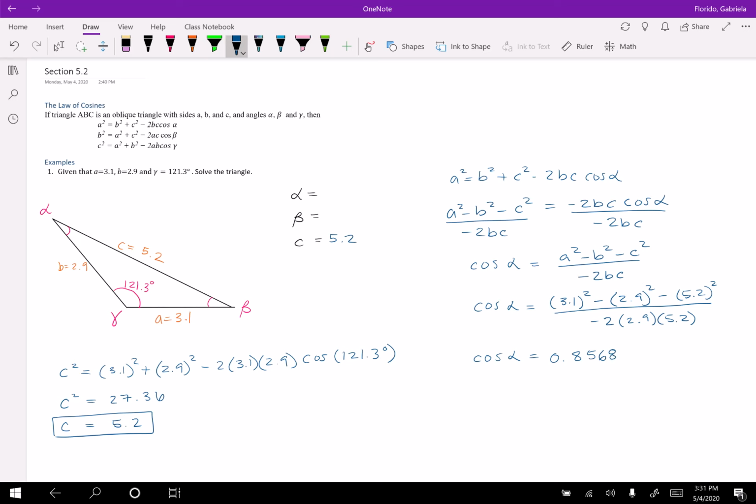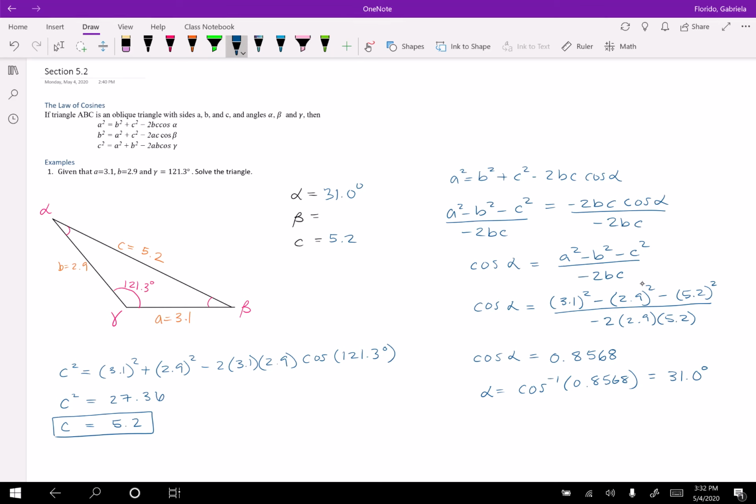And so if we take cosine inverse of that value, we would get our alpha. And so we're doing alpha is equal to cosine inverse of 0.8568, which gives us 31.0 degrees. All right, so now we have alpha, which is 31.0 degrees.